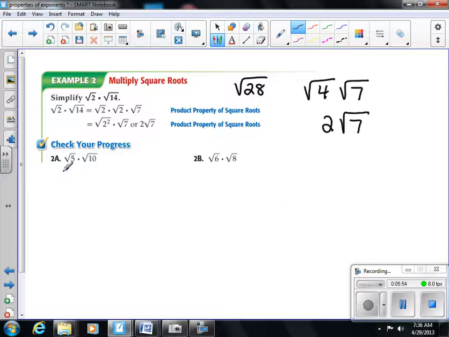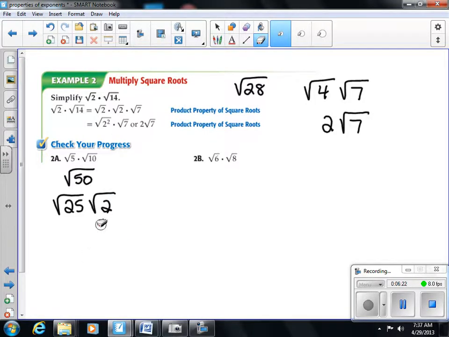All right, let's try a couple. The square root of 5 times the square root of 10. Okay, I like to put them together first because I'm thinking the square root of 50. Okay, now let's break that down. What is a perfect square that goes into 50? Is there one? Yes, there is. The square root of 25 times the square root of 2. Sometimes it takes you a while before you can come up with them. And what is the square root of 25? 5 times the square root of 2. And that's as low as we go.